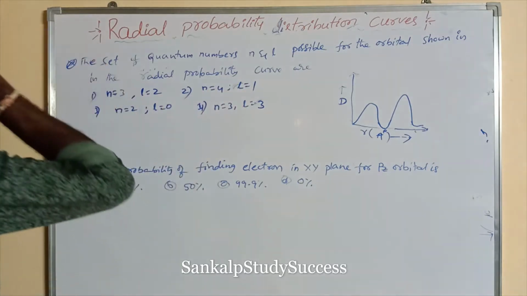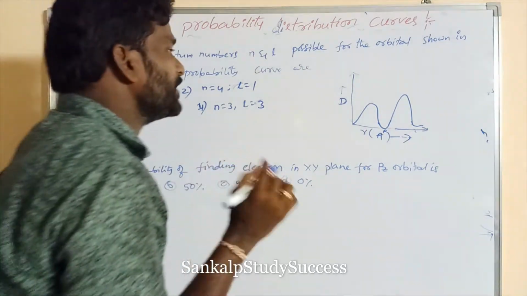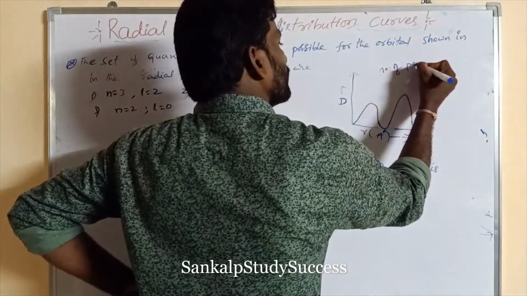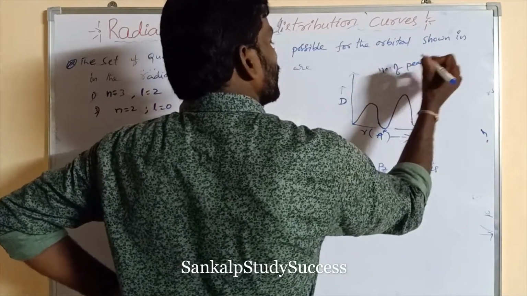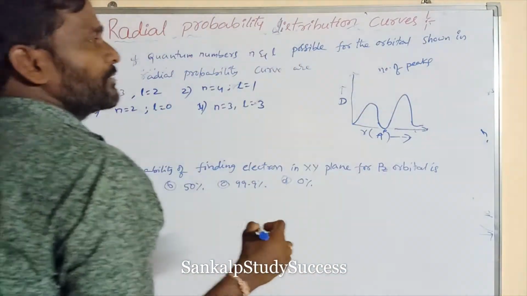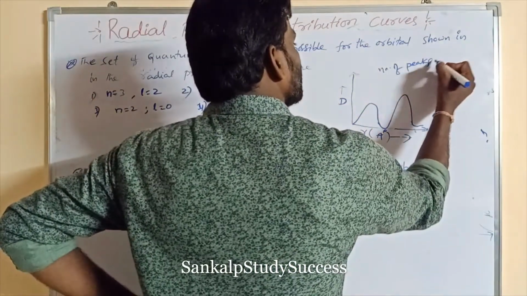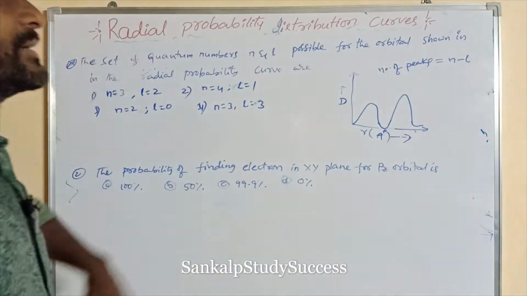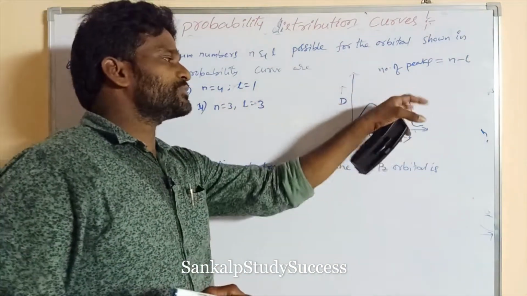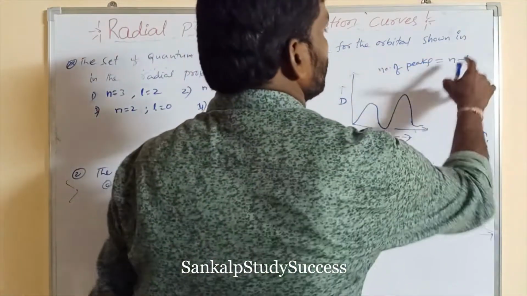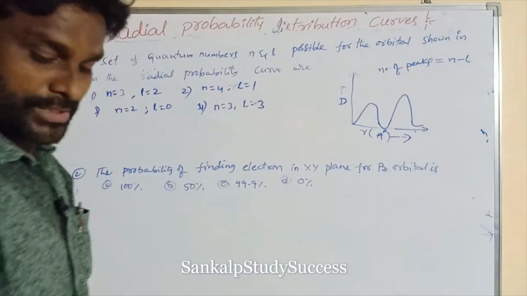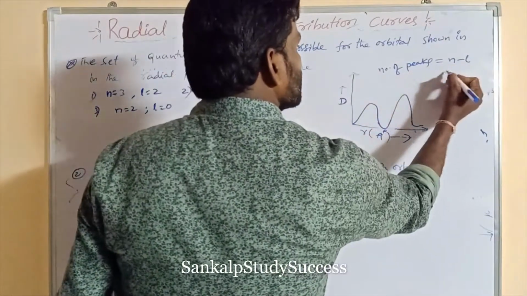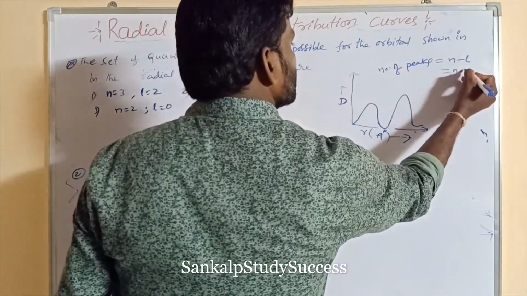We know that the number of peaks in a radial distribution curve for an orbital is equal to n minus L. So here, how many peaks are present?